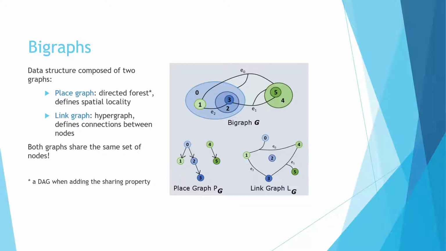They're a data structure composed of 2 graph components that share the same set of entities. You have the place graph, which is a directed forest that defines spatial locality between entities. So examples such as a person inside a room. You have the link graph, which is a hypergraph that rather defines non-spatial connections between nodes. That may be something more like a wireless network of devices that don't care where they are physically located, they're still connected. And just as a disclaimer, when we work with bigraphs, we add the sharing property, so the directed forest is instead a DAG going forward.